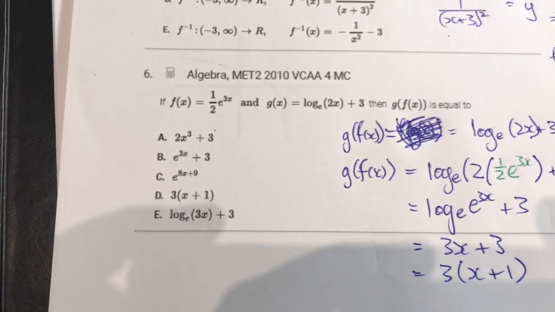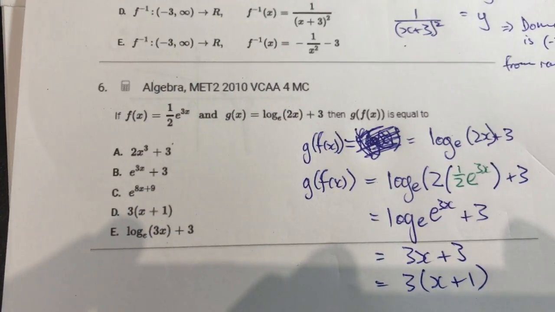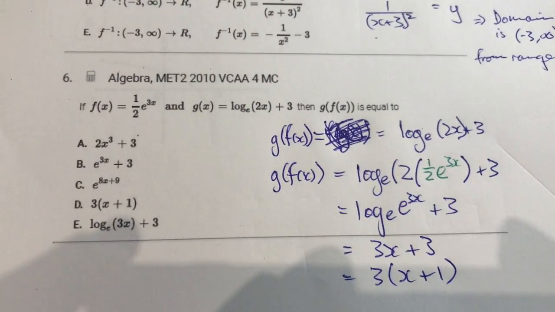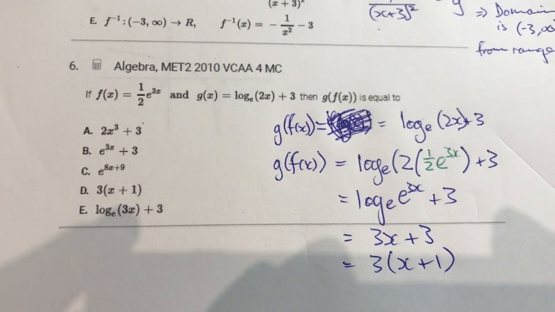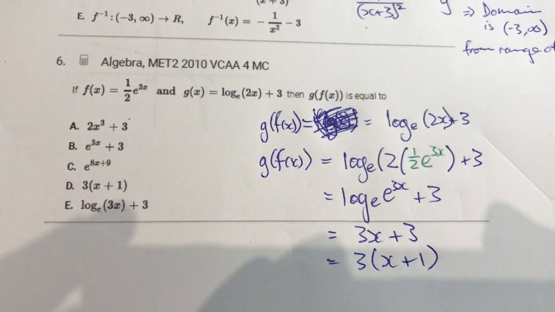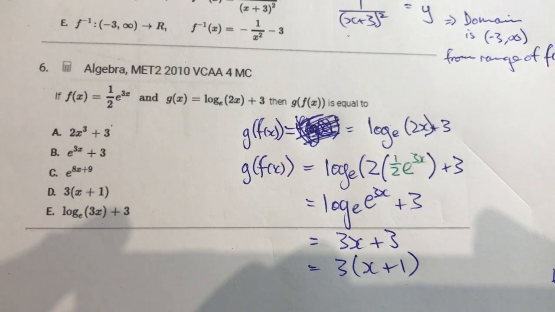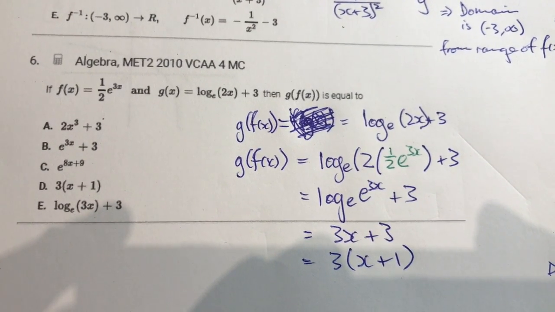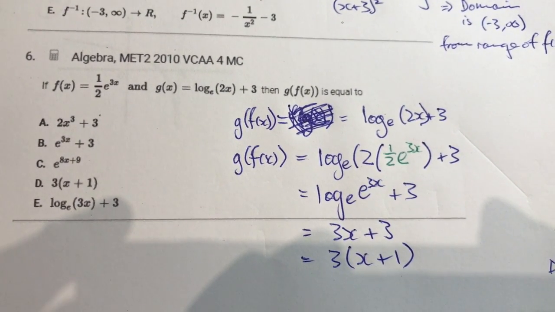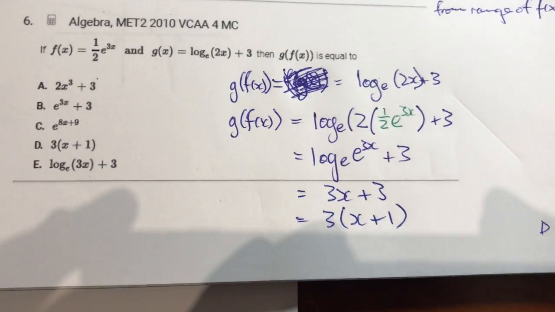Question 6. Oops, ignore that first line, that's a bit of a mess. So what we need to do is, in the second line there, we replace x with f(x) in g(x). So that green bit is f(x), replacing the x in g(x). When we do log base e of e to the 3x, that just simplifies to 3x, and we get to our answer D.